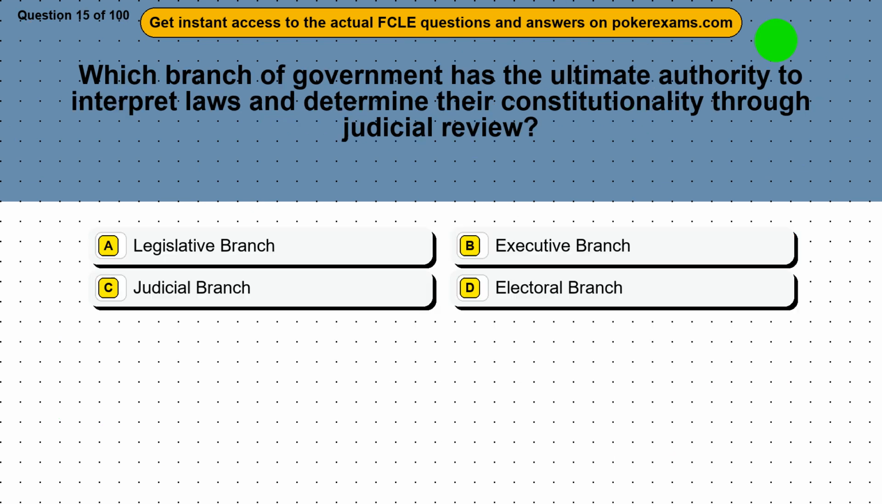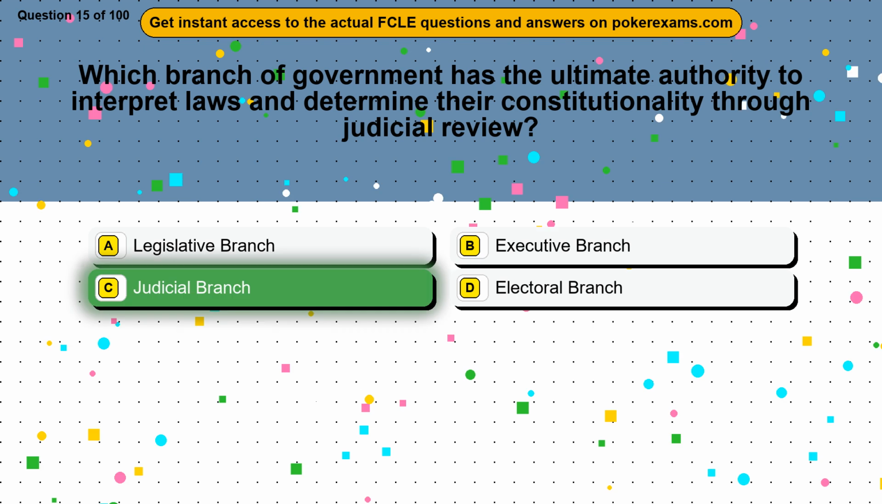Question 15. Which branch of government has the ultimate authority to interpret laws and determine their constitutionality through judicial review? Option A, legislative branch. Option B, executive branch. Option C, judicial branch. Option D, electoral branch. The correct answer is option C, judicial branch.